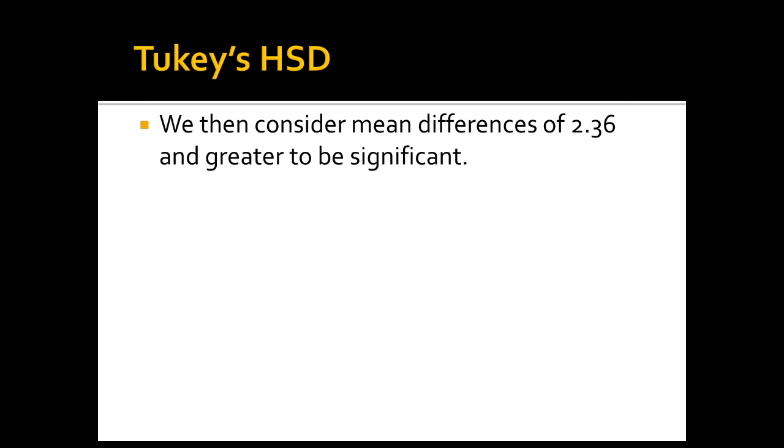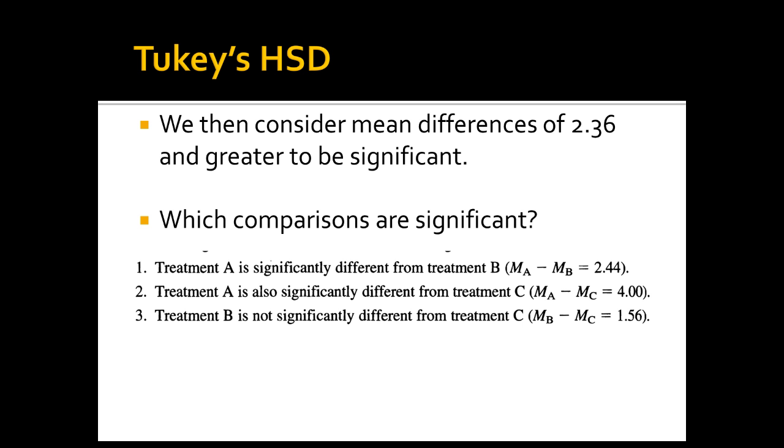We would then consider differences of 2.36 and greater to be significant. Looking at this example, just to walk you through it, which comparisons would be significant? In this one, treatment A versus treatment B: the mean difference, mean sub A minus mean sub B, is 2.44. Is that significant? No, it doesn't exceed the value you just calculated based upon the Q critical value from the chart. You're getting a Q critical value from the chart and adjusting it to the circumstances of your data. So number one is not significant.